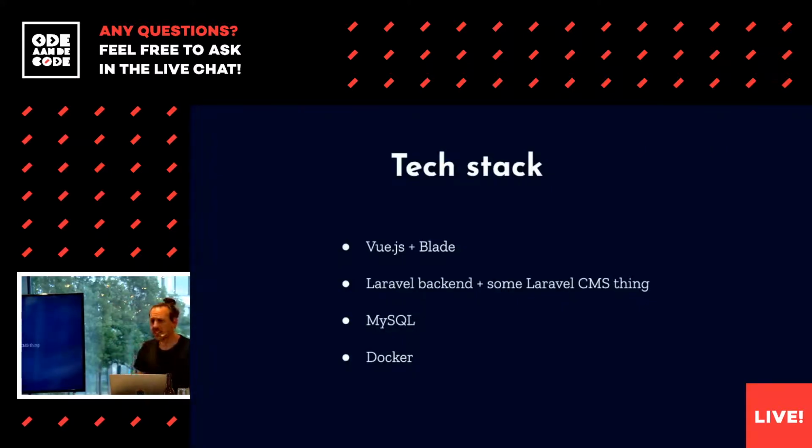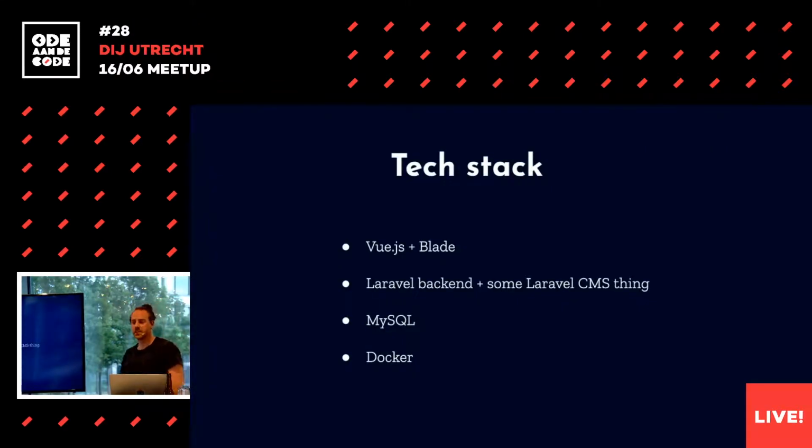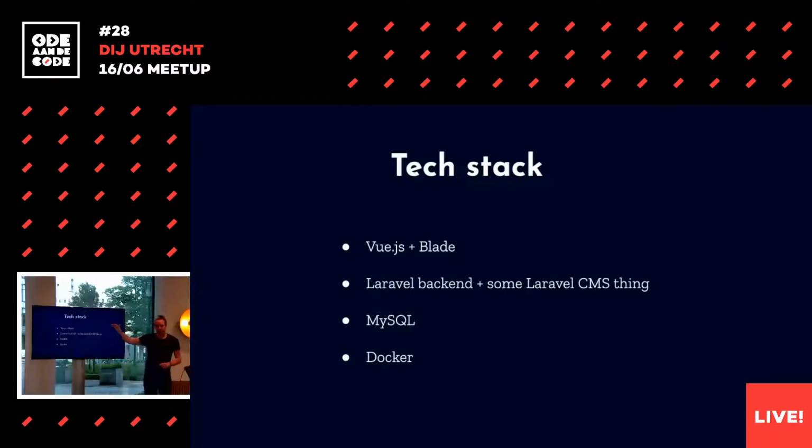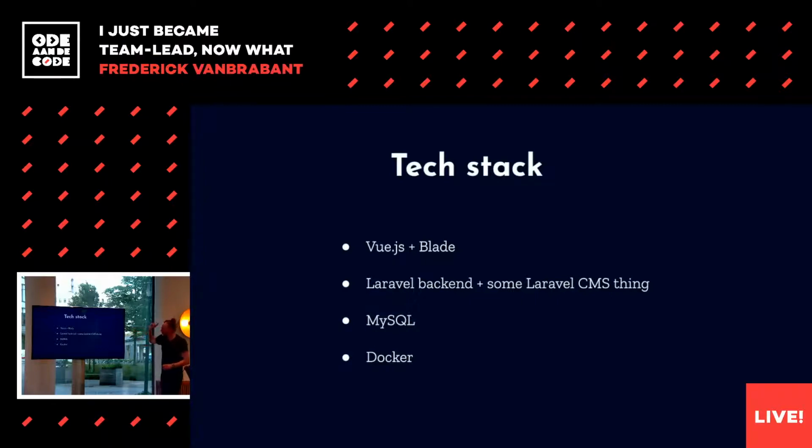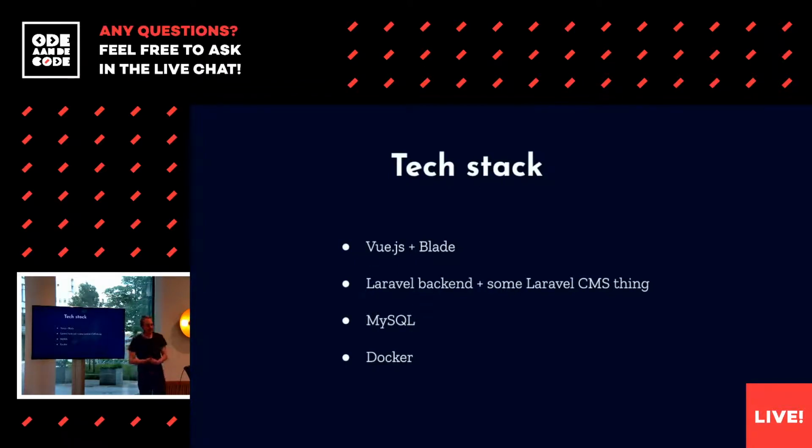Okay, so this is the tech stack the company likes to use. They use Vue and Blade in the front end. I don't know, Freek, is that still up to date? Okay. They use the Laravel backend. They have some kind of package, probably Spatie developed it. They use MySQL as a database layer, and we use Docker for our development.